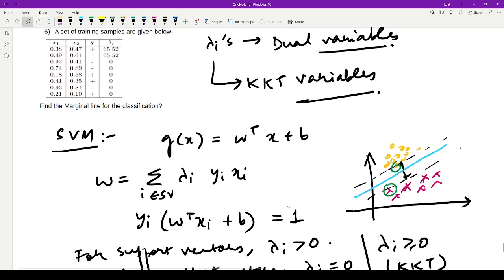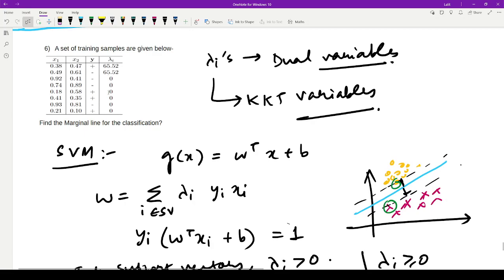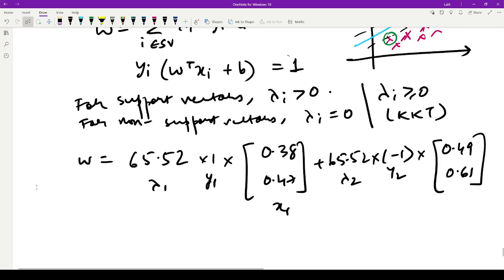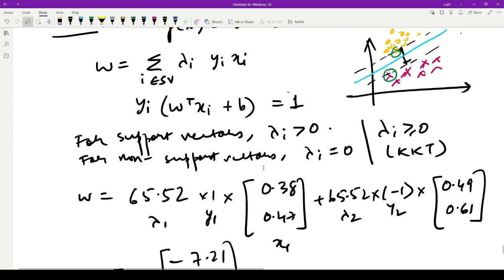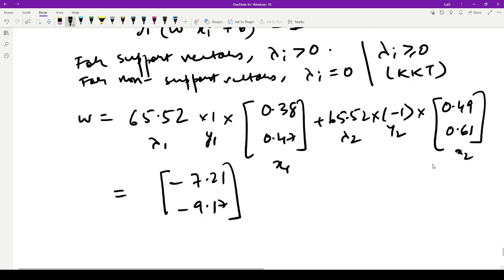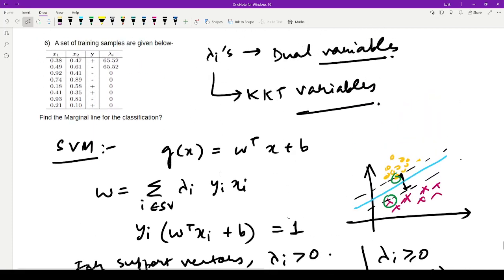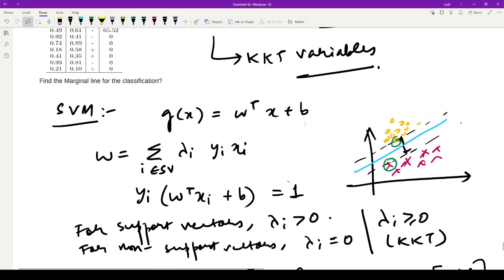You can also use other vectors. The point is you can clearly see that their lambdas are 0, so even if you add them, it doesn't matter. This is how you get the weight vector for the SVM, which I think turns out to be minus 7.21 and minus 9.17. You can just do the calculation. This is x2, y2. Once you have this, what is the next thing that you need to find? You need to find B for the classifier. How do you find B? We have this constraint equation here.